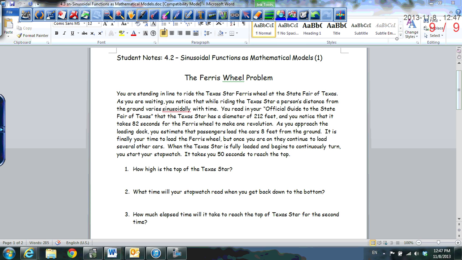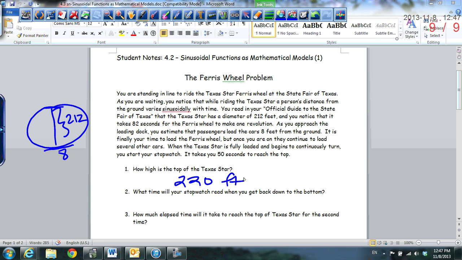The first thing is we've all been on a Ferris wheel, I think, so we kind of got the gist of it. It says the diameter is 212, so if you imagine the Ferris wheel, this whole thing is 212. It says the lowest point is 8, so the highest point is 220 feet. I think that's kind of easy, but whatever. Anyway, number 2 wants to know what time your stopwatch will be.